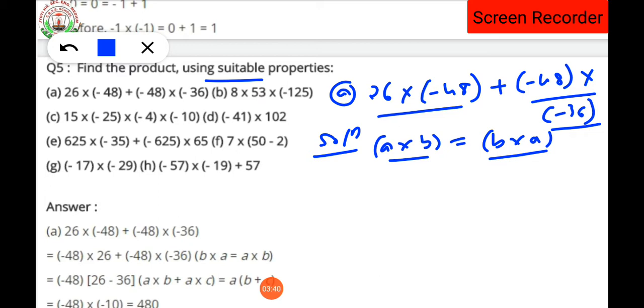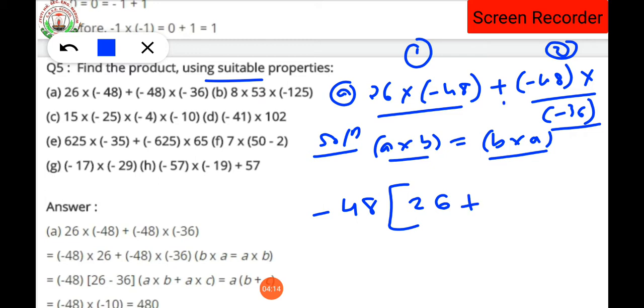Since the number 48 is common in both the terms. This is the first pair and this is the second pair, and in both the pairs minus 48 is common. So we are going to take minus 48 as a common number. What number is left when we take minus 48 as common? The number left is 26. Then this plus sign, here minus 48 is taken common. So what is the number left out? Minus 36 is left out.